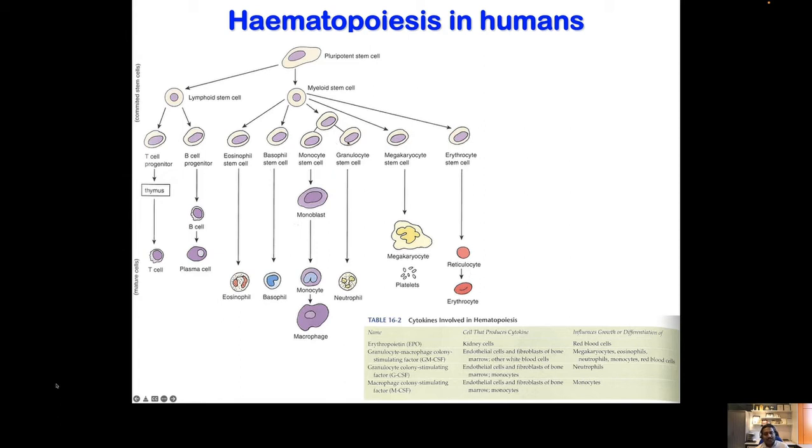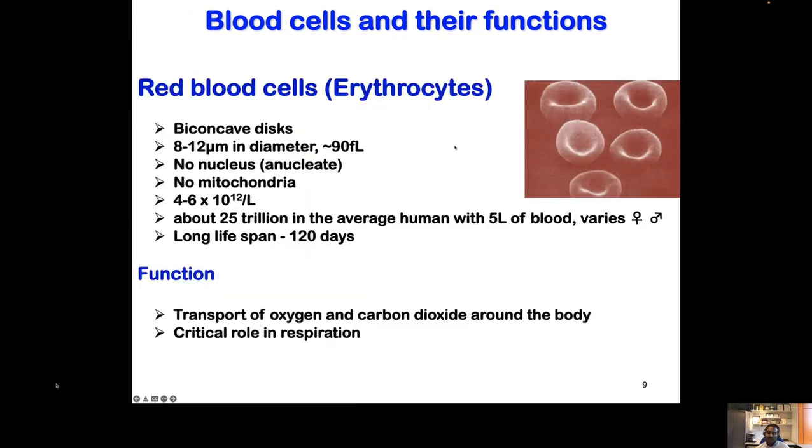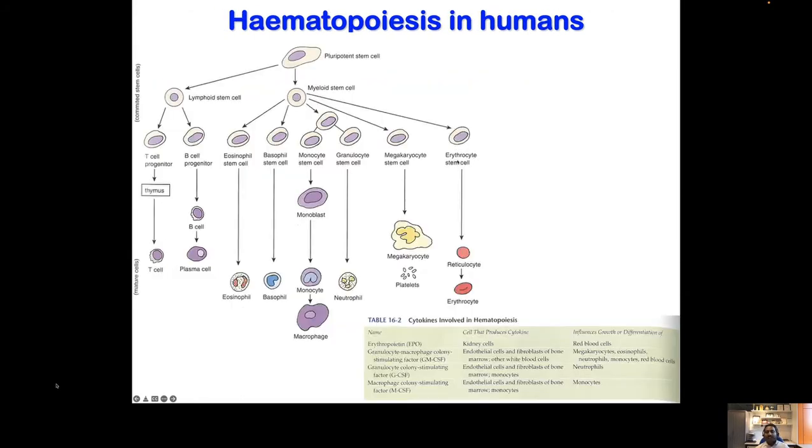Then granulocyte stem cells will get differentiated into neutrophils. Then there are megakaryocyte stem cells. They will get differentiated into megakaryocytes, and they are the parent cells for platelets. The megakaryocytes will produce platelets and release them into the blood. Then the next one is erythrocyte stem cells, which will differentiate into reticulocytes and finally red blood cells, and get released into the blood. So this is briefly what hematopoiesis is about.